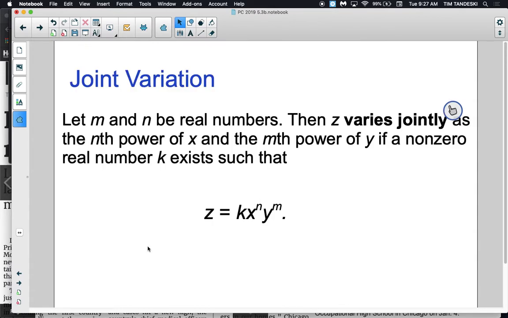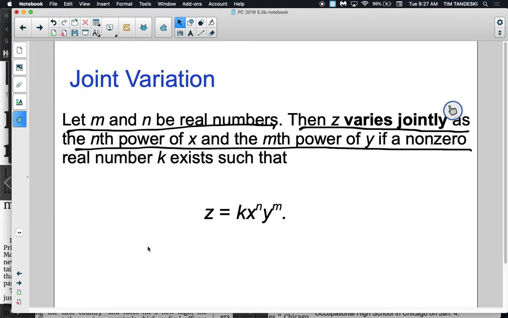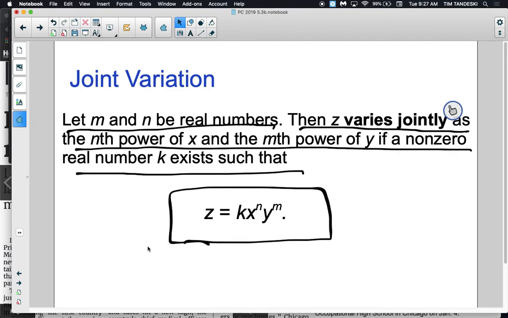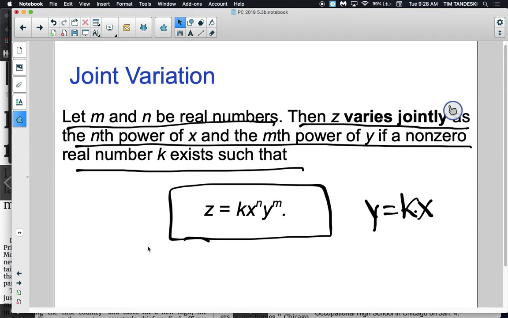All right, joint variation. This time it says let m and n be real numbers, then z varies jointly as the mth power of x and the nth power of y if there is some non-zero real number k that exists. So joint variation is everything is direct variation. And we talked about direct variation earlier in the year. That was where y was equal to k times x. Well, now we've got more than one variable and we've got a higher power. We could have direct variation with x squared as well. So if we've got more than a couple unknowns here, we've got x and y and z.